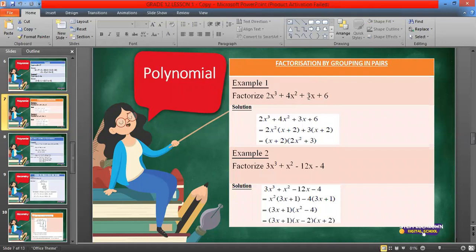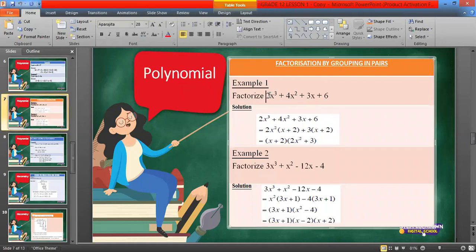So this and this being grouped, and this being grouped. So we're going to have 2x cubed plus 4x squared. What is common between them is 2x squared. So pull out your 2x squared. When you pull out your 2x squared, then we are left with what? x plus 2. You understand? We are left with x plus 2.